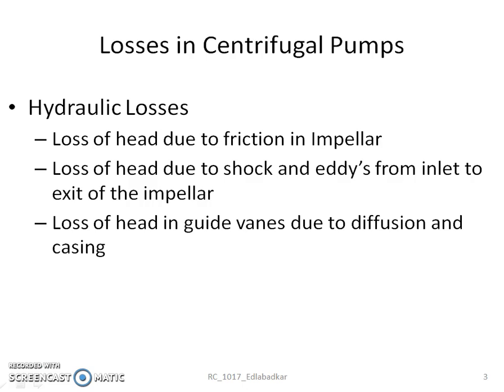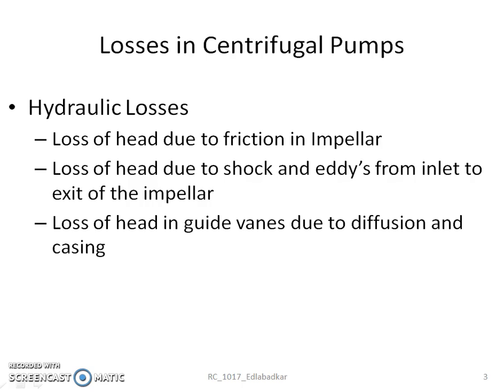As and when this fluid is churned and moves from inlet to outlet, there is friction between the impeller blades and the fluid. Because of this friction, there is some loss of energy, and that is called loss of head due to friction in impeller. Even after very meticulous design and manufacturing of impeller blades, you would always have some loss of head due to shock and eddies at entry as well as exit of the impeller blade.